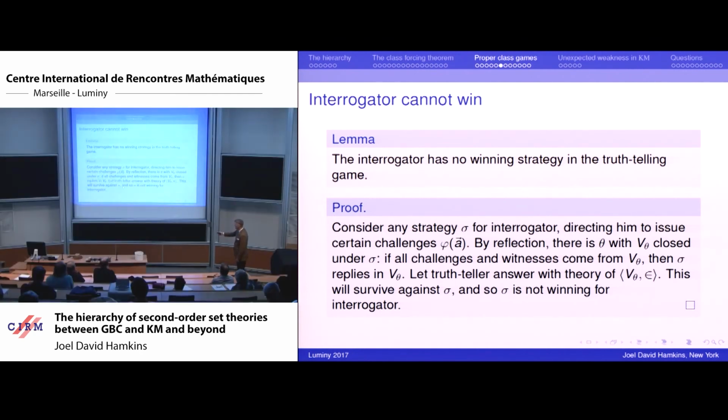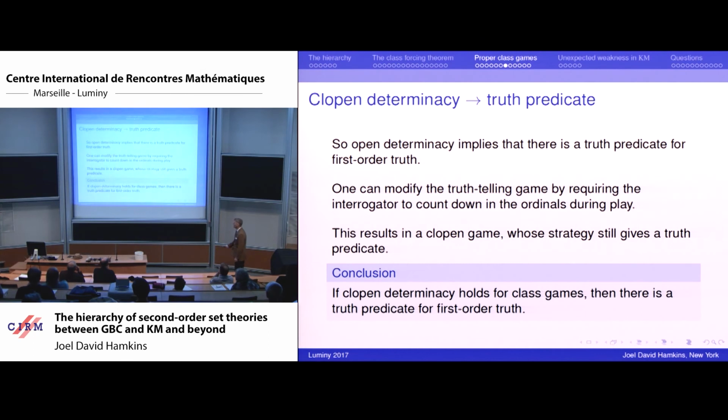And that will defeat the strategy, because the strategy is closed, v theta is closed under the strategy, and it does obey the Tarski recursion for that structure. So therefore the interrogator cannot win, and if the truth teller wins, there's a truth predicate. So open determinacy implies that there's a truth predicate.